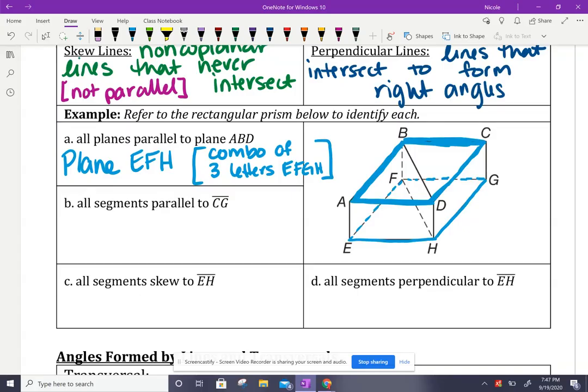So next we're going to find segments that are parallel to segment CG. So CG is down here on the end. I'm going to color him red. And so if they are parallel, they never intersect and they're going in the same direction. So we have DH is also going up and down, and AE and BF down here in the corner. So I have DH, BF, and AE.